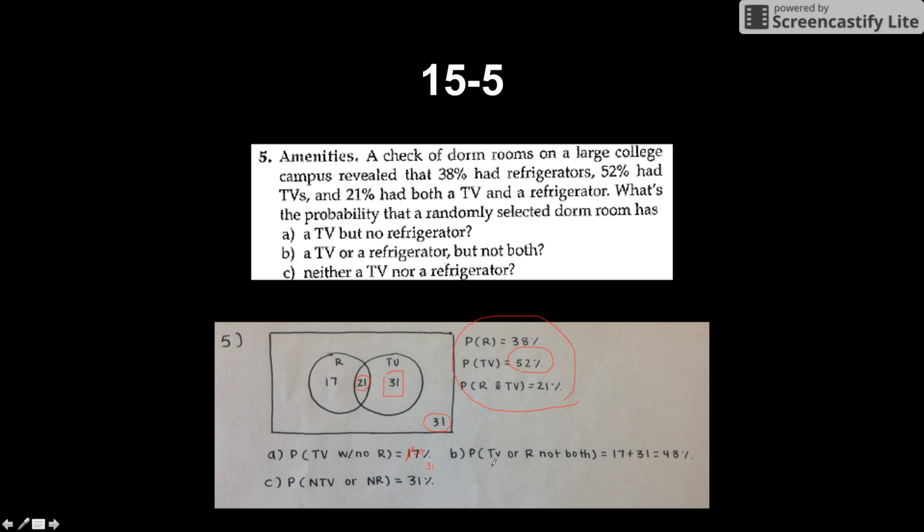Part B, TV or refrigerator, but not both. So that's just going to be these two numbers, the 17 and the 31, since there's not both. So that gives us 48%. And part C, neither TV nor a refrigerator. So it's nothing in here. It's that area that's left over, which we found out was our 31%.